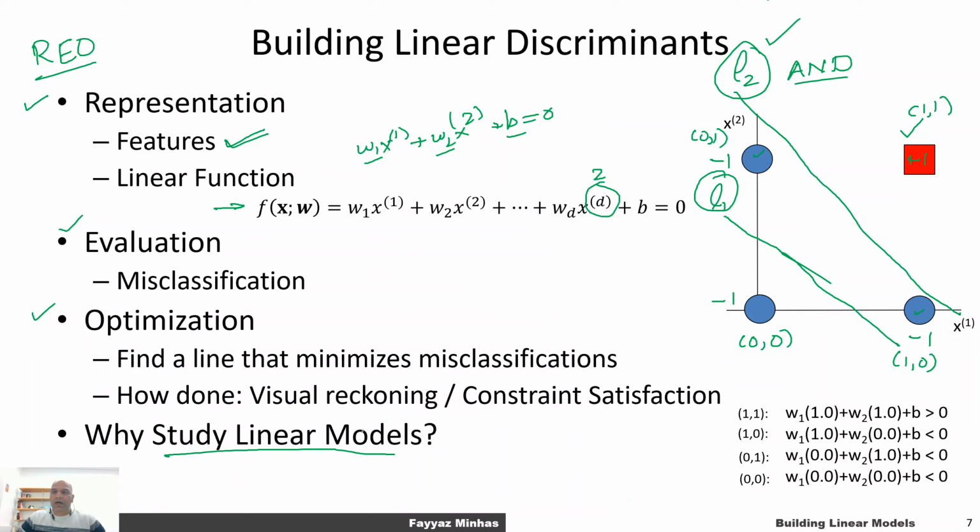However, what we probably cannot do is, once the problem becomes too complex, we will not be able to use this visual reckoning or this constraint satisfaction or trying to sort out the line by hand. If it's two features, the best method that you can have is, of course, identify the line visually, right? And that we have done already.